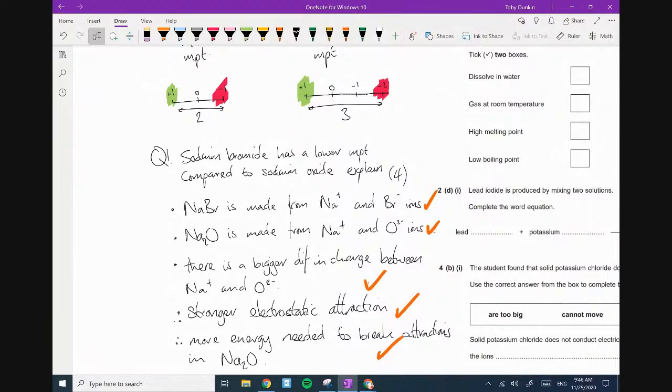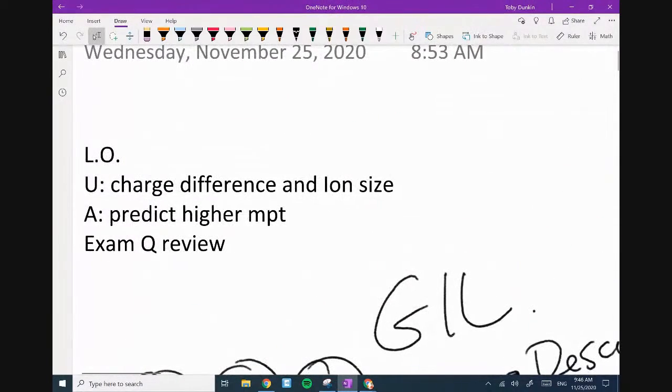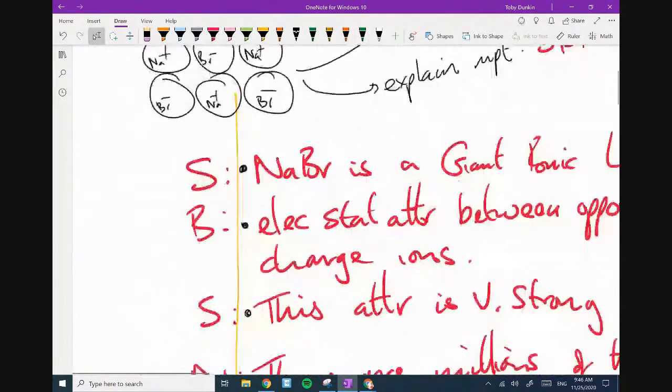But I hope that makes sense. Right, so we can go back to my learning objectives and tick off charge difference. Now we need to do ion size.